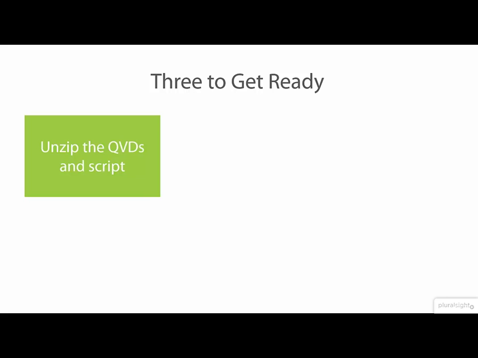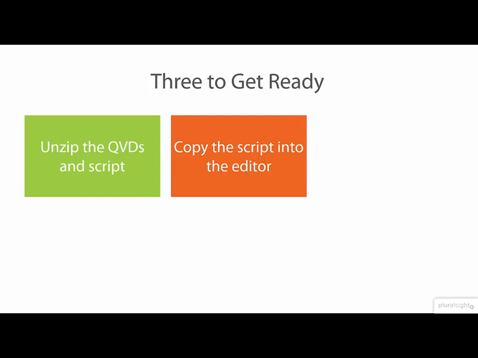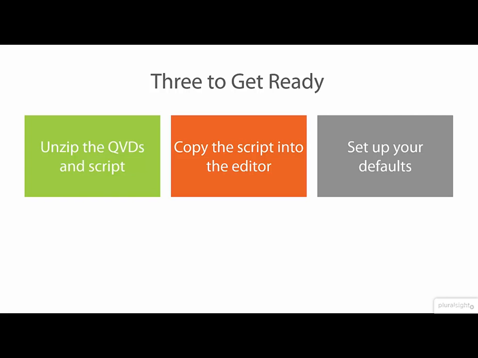We have 3 steps to get ready to build the app. First, unzip the QVDs and script into a folder. You'll also need to save your app into the same folder. Next, copy the script into the script editor in QlikView. Finally, I'll show you the basic defaults that you should set up when you get going.